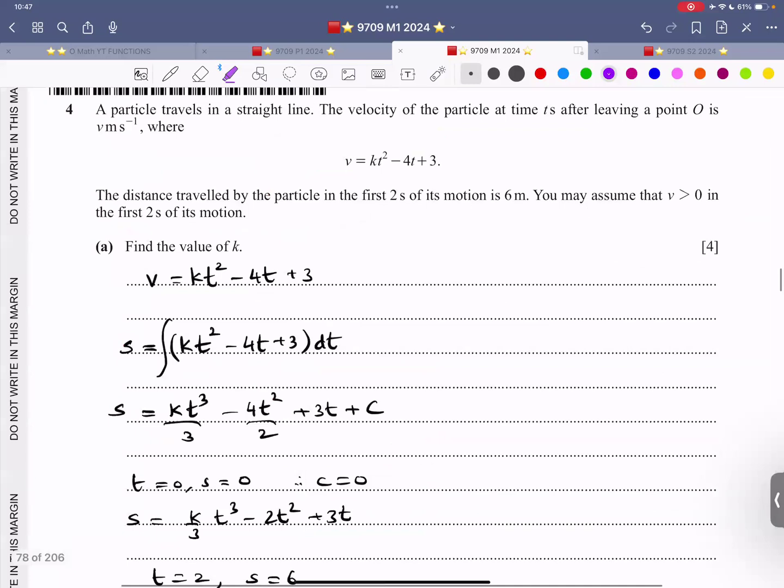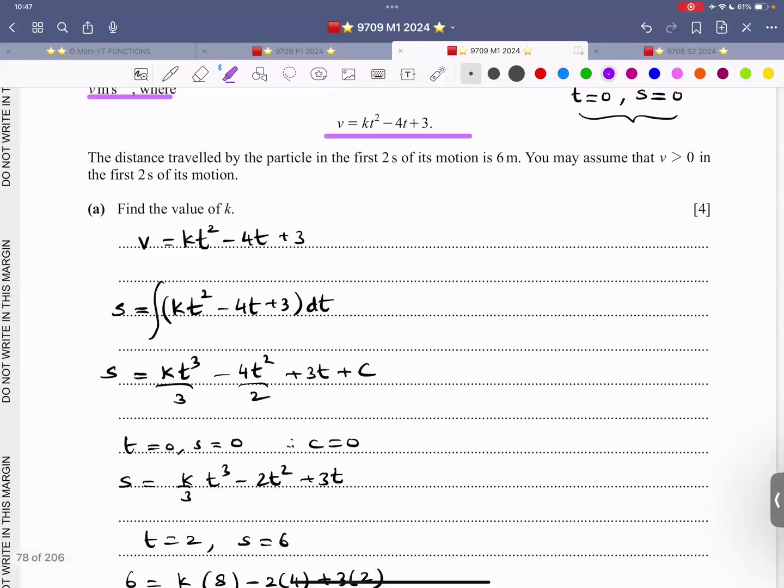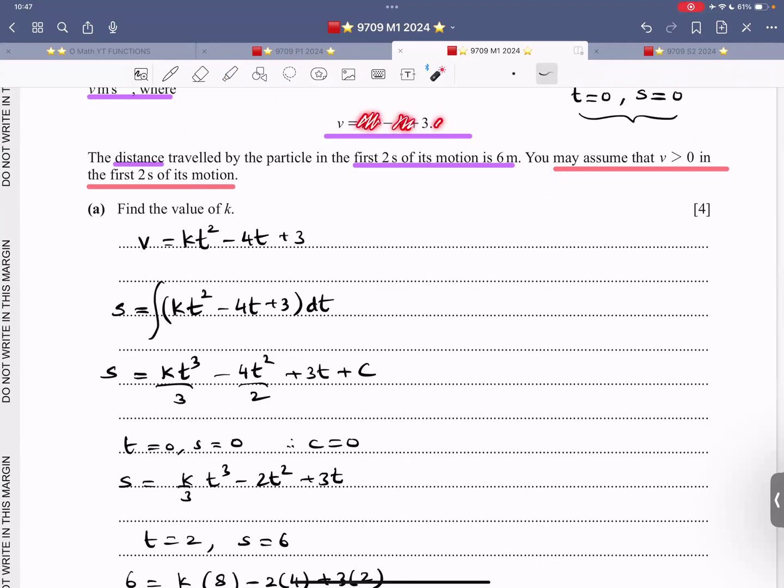Question number 4. Now it says a particle travels in a straight line. The velocity of the particle at time t seconds after leaving the point O is this thing. That means the particle initially was at O. That means displacement from O is 0. This is important. It will be used later. Now this is the equation for v in terms of t. There is a constant k over there. The distance traveled by the particle in the first 2 seconds of its motion is 6 meters. Now you may be wondering, is there any turning point in between? That is why they have written, you may assume that v is greater than 0 in the first 2 seconds of the motion. That means it's not turning around. If it's positive, it's positive, because when t is 0, v is 3, v remains positive. Find the value of k.